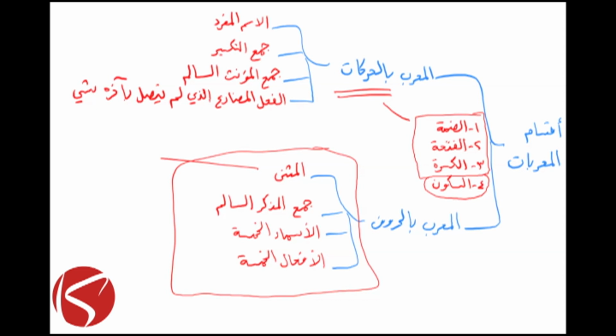الأسماء الخمسة. Sorry. جمع مذكر سالم. I haven't finished that. جمع مذكر سالم is مرفوع with what? جمع مذكر سالم مرفوع with واو. MashaAllah. And جمع مذكر سالم is منصوب with what? Yeah, MashaAllah. الأسماء الخمسة is منصوب with what?